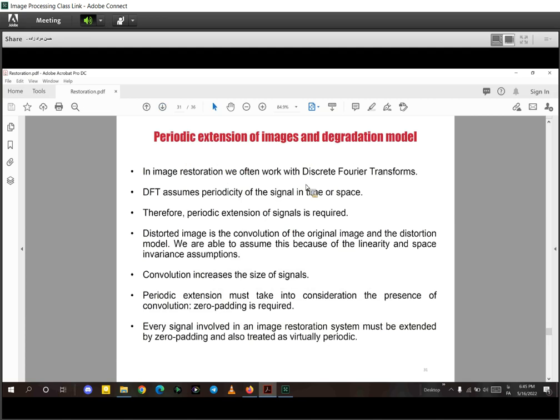Periodic extension of images and degradation model. In image restoration, we often work with the discrete Fourier transform, as we saw. DFT assumes periodicity of the signal in time or space. In the space domain we say small h of I, J, and in the frequency domain we say large H.